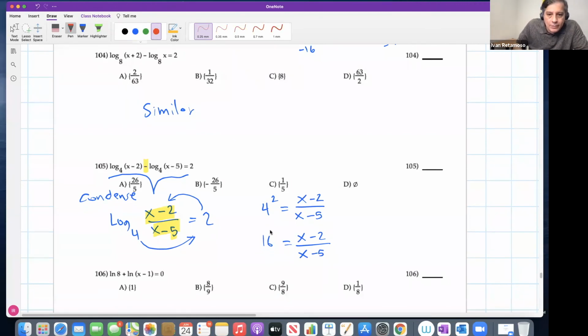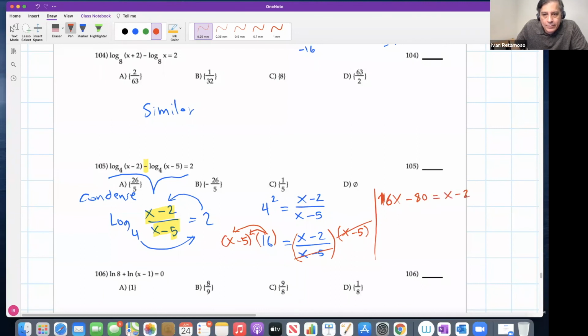I am going to multiply both sides of this equation by x minus 5, the denominator, right? Professor, why are you doing that? Well, because I want to eliminate this guy, right? And here I will have 16 times x, 16x, right? And then I will have 5 times 16 is negative 80, right? You may use your calculator if you need help with the computations, right?